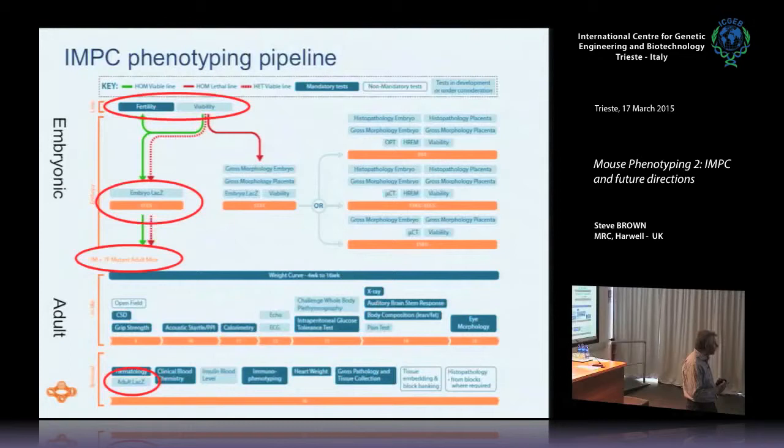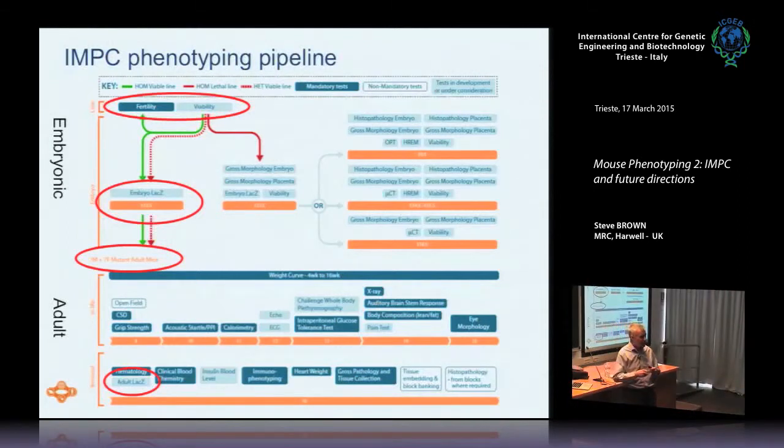Is it embryonic lethal? If it's embryonic lethal, we then do embryonic phenotyping, which I'll discuss later on. So this is a very rich pipeline. IMPC is always trying to make it richer and richer, so we gather more and more information about what happens if you have a loss of functional allele.